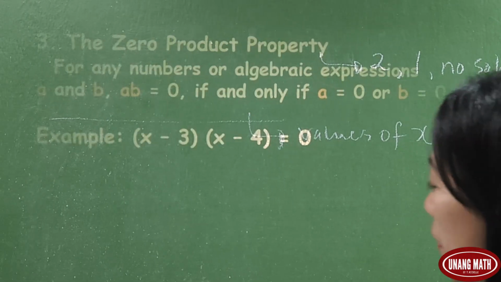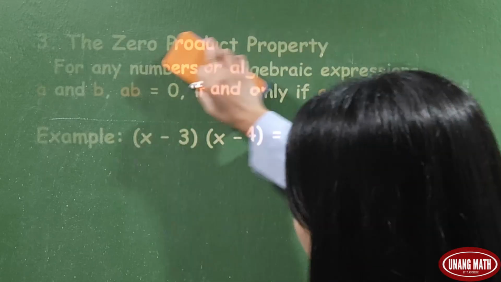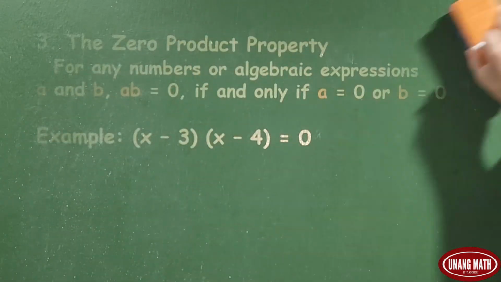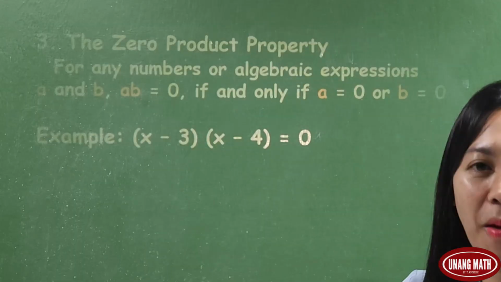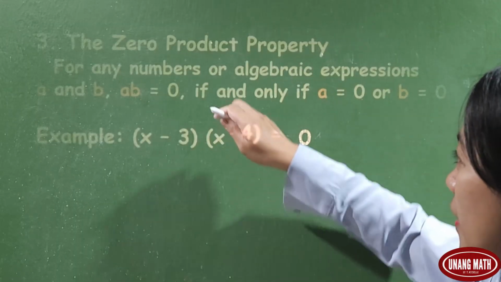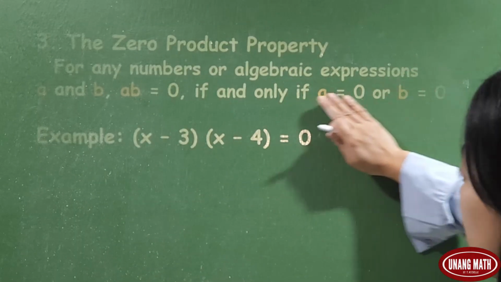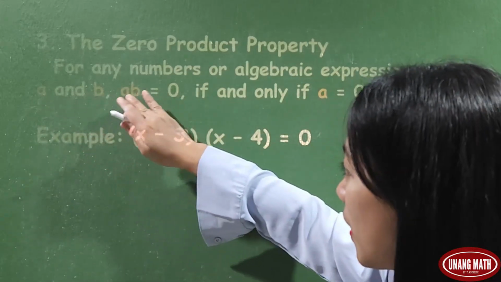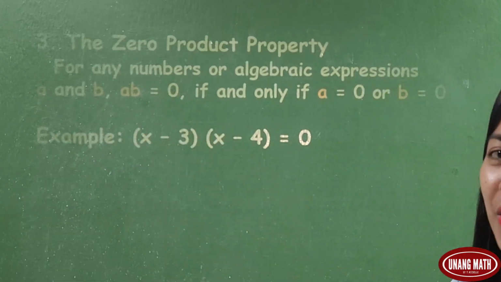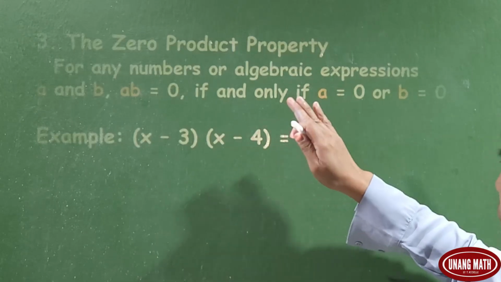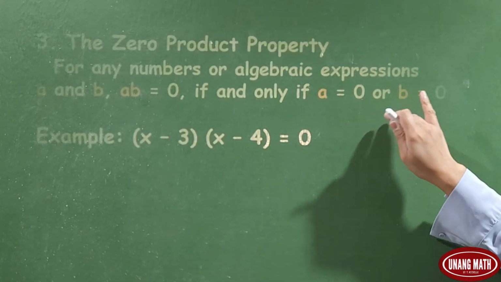Okay, what about the zero product property? If we are studying the quadratic equation, the zero product property means that for any numbers or algebraic expressions a and b, ab, or a times b, is equal to 0 if and only if a is 0 or b is 0.